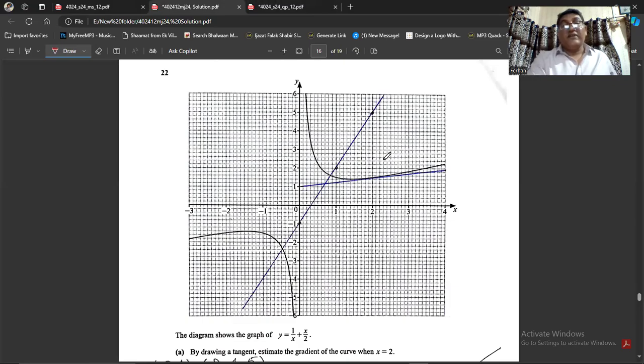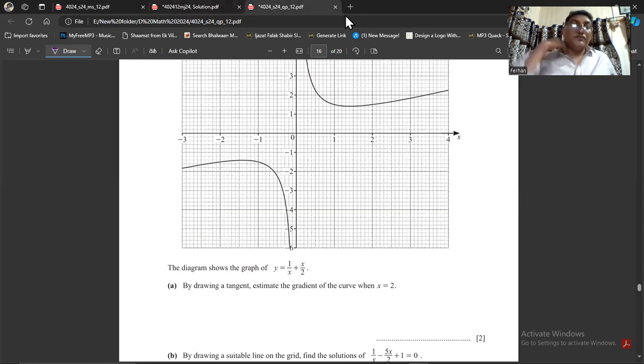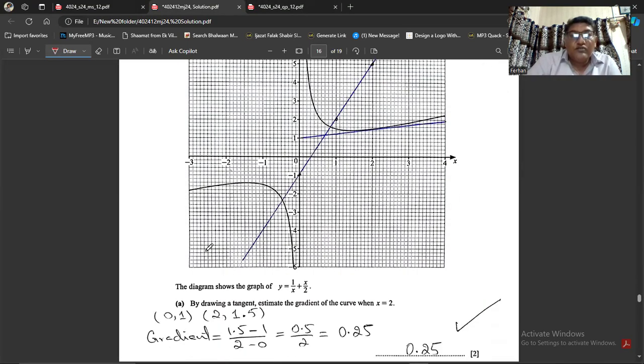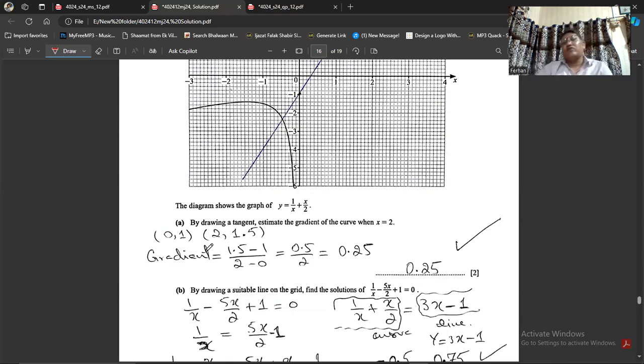So here when x is 2, I have drawn this blue colored tangent. Then they want me to find the gradient of this tangent. Whatever the gradient of that tangent is, that will be the gradient of the curve there. So I will take 2 points on this line. One point I have taken is (0, 1). The other point I have taken is (2, 1.5).